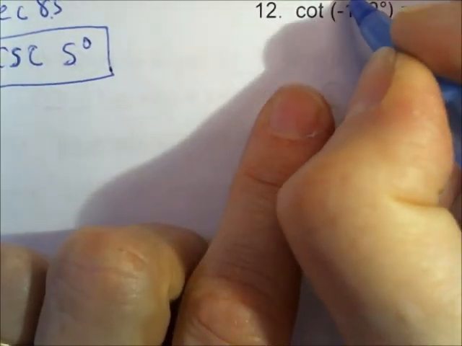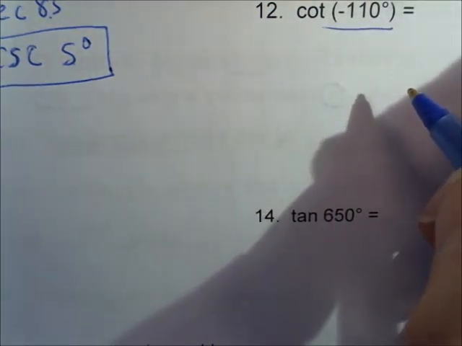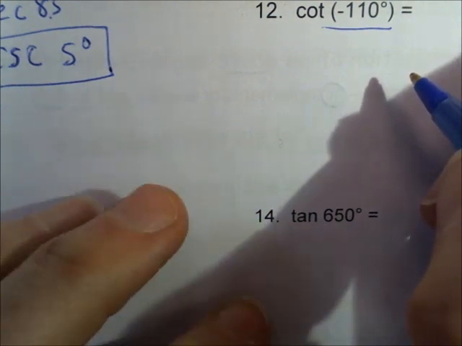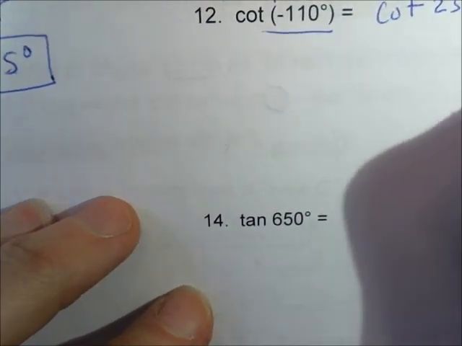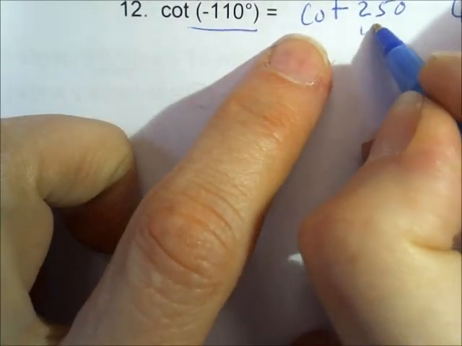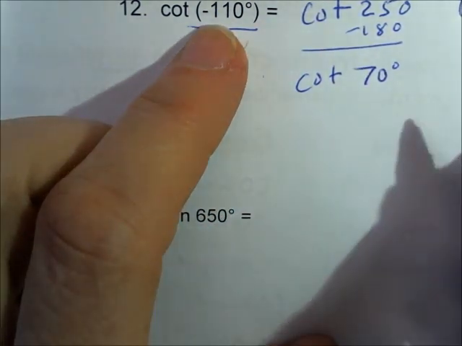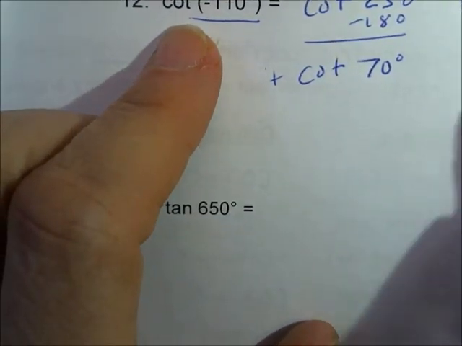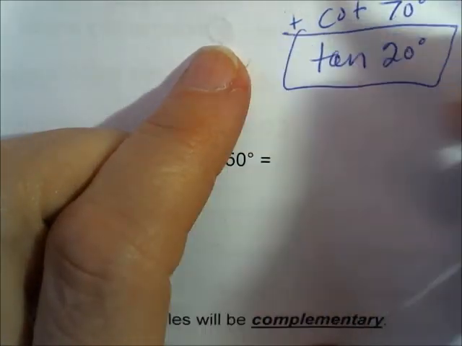Oh, we got a negative angle, so we better add 360 to it so we can get a coterminal angle. So the coterminal angle is 250. So that's the same thing as the cotangent of 250. Well, that's a quadrant 3 angle. So we're going to subtract 180 from that and get the cotangent of 70. And because in quadrant 3 tangent and cotangent are both positive, we make that positive. And then the cofunction of cotangent is tangent, complementary to 70 is 20. And that's the end of that problem.